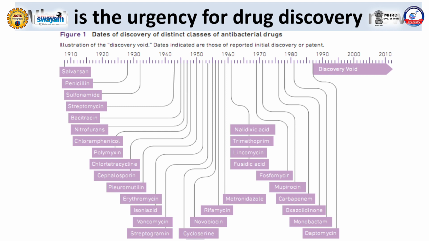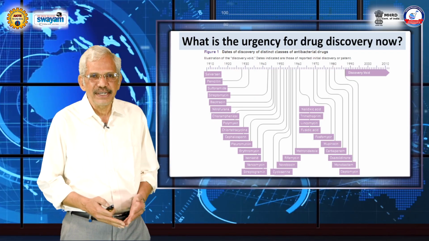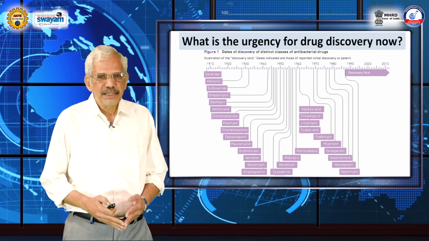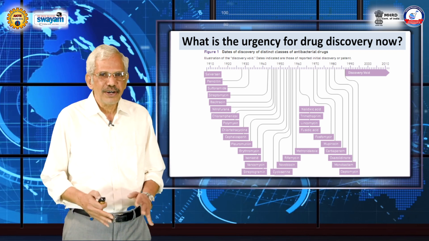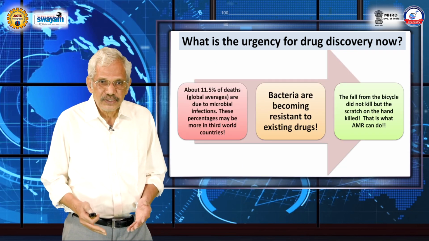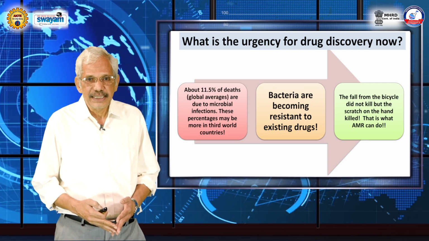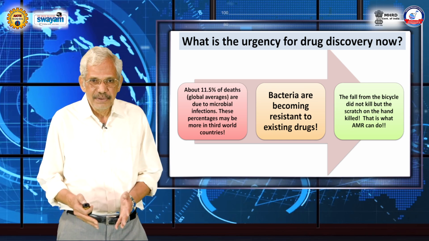But beyond 1987, you see a discovery void. There is hardly any new antibiotic coming in the last 13 plus 20, now 35 years. And so that's very strange. There is a discovery void. What does that mean? It simply means that we are very complacent. We think we have conquered bacteria. Now, unfortunately, bacteria are becoming resistant to the existing drugs. So that's a danger. That's a serious situation, and no new antibiotics are coming up on one side.